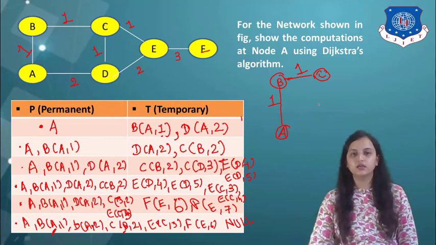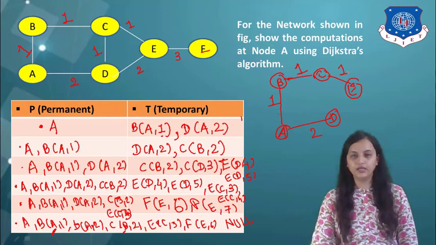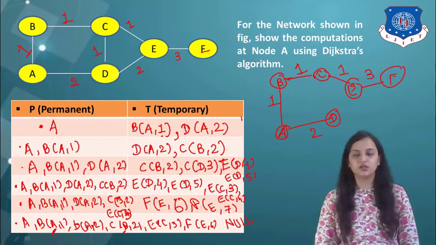Now next is DA2. That means we are reaching D from A with the value 2. Then next is EC3. We are reaching E from C with the value 3, that is 1 plus 1 plus 1. And the last is F. The value is 6. That means 1 plus 1, 2, 2 plus 1, 3, plus 3, 6. So this is the shortest path we have obtained from this network using Dijkstra's algorithm.